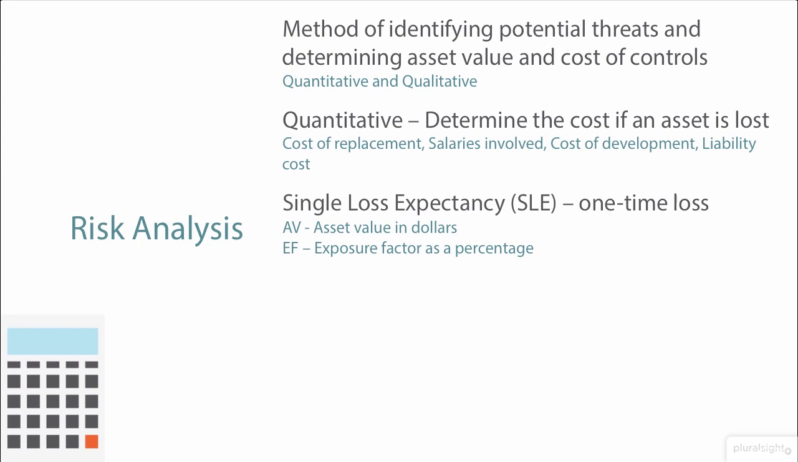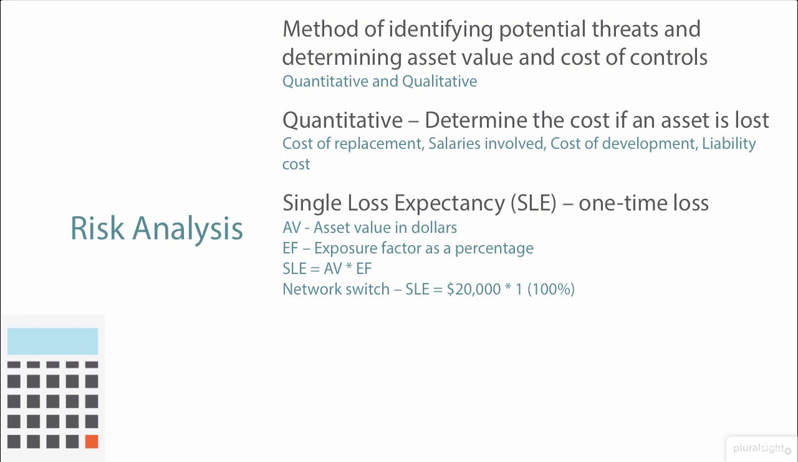Is it going to be a 100% loss? Are we looking at a 50% loss? And I'm going to give you a couple of examples to kind of clarify that. Well, the equation is pretty straightforward. The single loss expectancy is the asset value in dollars times its exposure factor. So let's take a look at an example.